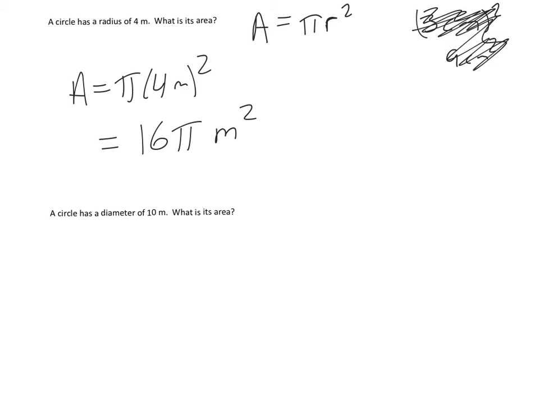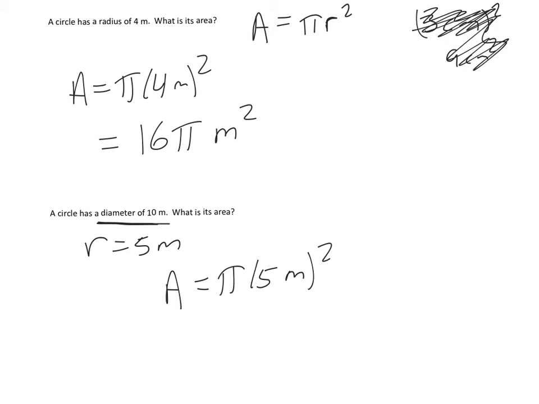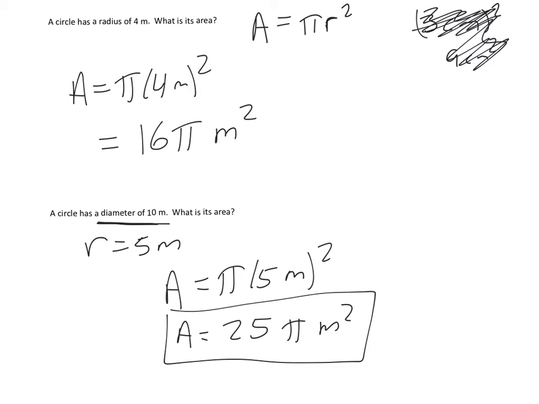Here's a question where I'm not given the radius, I'm given the diameter. And we just have to quickly say, well, if the diameter is 10 meters, then the radius must be 5. And then say, oh, well, area is pi, again, r, 5 meters squared. 5 times 5 is 25. So this is 25 pi meters squared. And if you had a calculator, you could get this exact number, but it's fine to leave it as pi.